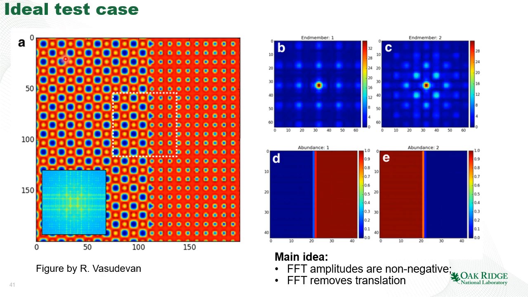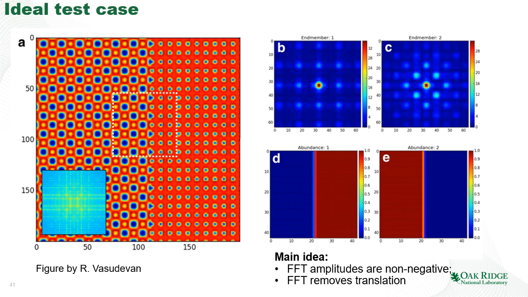So we have a small window, we slide it across the sample, we perform the Fourier transform, and then we apply the N-FINDR on our stack of the Fourier transforms. And the idea here is twofold. First of all, we know that Fourier transform amplitudes are non-negative. In other words, N-FINDR in this case matches the physics of the problem.